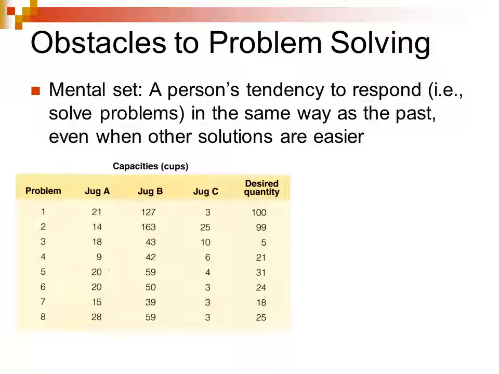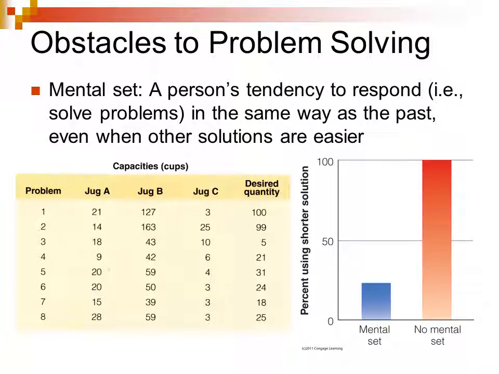For number 7, you can fill jug A and jug C up with water and pour both into jug B. And for number 8, you can fill jug A up with water and pour A into jug C, leaving you with the desired quantity in jug A. Again, both of these problems can be solved using the old, more complex solution of jug B minus jug A minus 2 jug C, but they also have a new, easier solution.